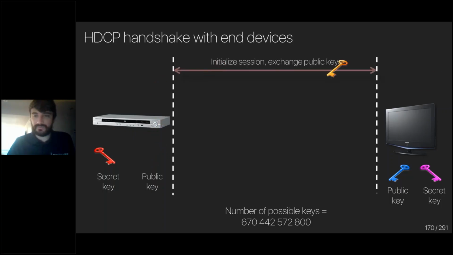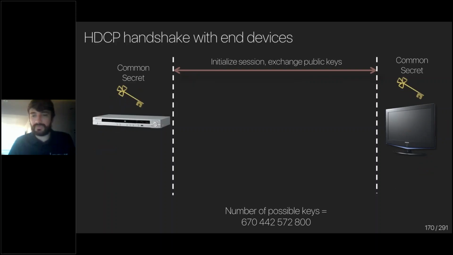After the basic handshake, the source will send its public key and it will read out the display's public key. Then both devices will use their own secret key in a cryptographic process, a mathematical process, and develop a so-called common secret key. Because the public and secret keys are generated from the same master key, when this process is done, you always end up with a common secret that's the same for both devices. The common secret is then used to encrypt and then also decrypt the data.